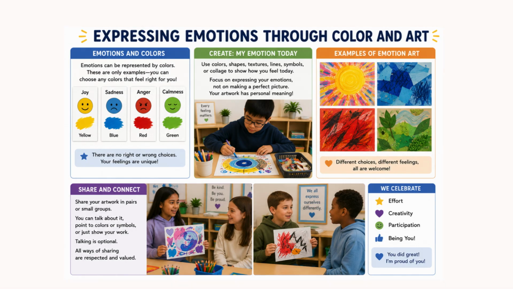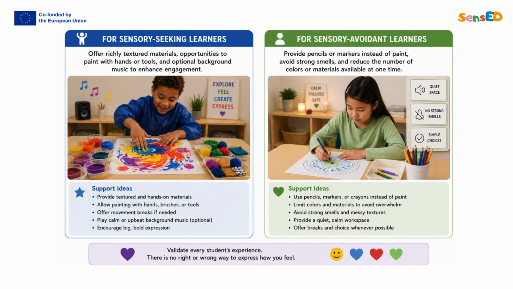Remember that students have different sensory preferences. For sensory-seeking learners, offer richly textured materials, opportunities to paint with hands or tools, and optional background music to enhance engagement. For sensory-avoidant learners, provide pencils or markers instead of paint. Avoid strong smells, and reduce the number of colors or materials available at one time. Allow students to observe before participating if needed. Flexible participation supports inclusion and emotional safety.